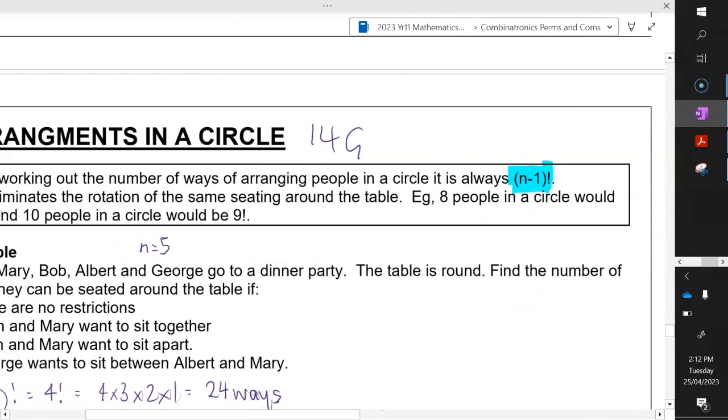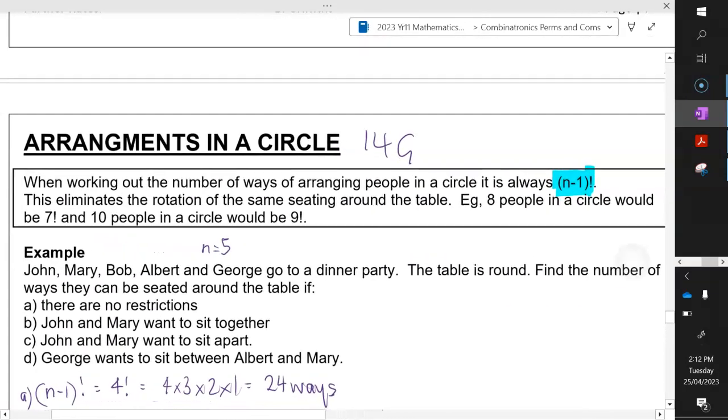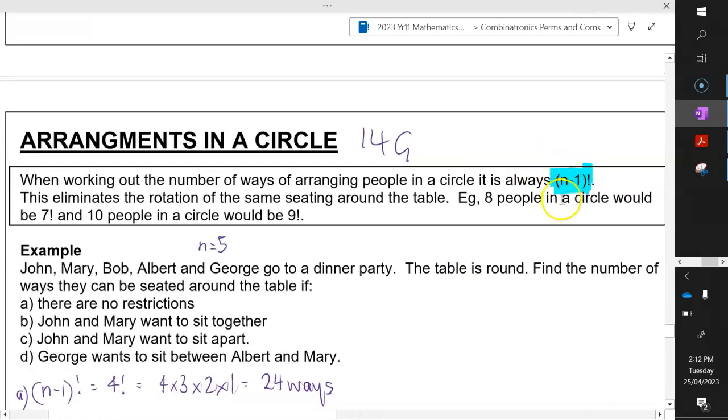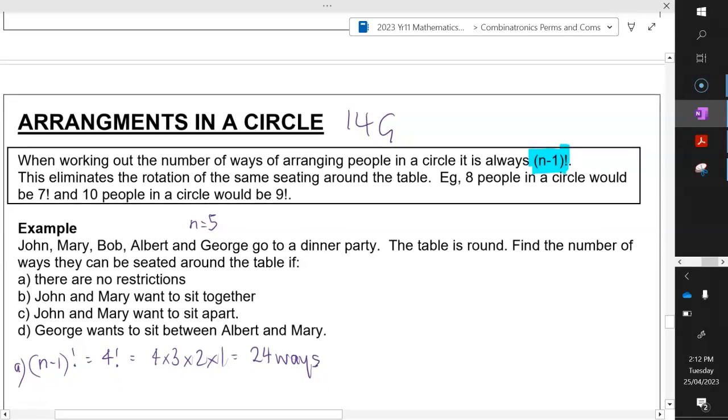So likewise, 8 people in a circle could be seated 7 factorial ways. 10 people could be seated 9 factorial ways. And we say that this eliminates the rotation of the same seating around the table. So that's how we get around those 5 knights of the round table scenarios all being identical. Let's have a look at the question below.